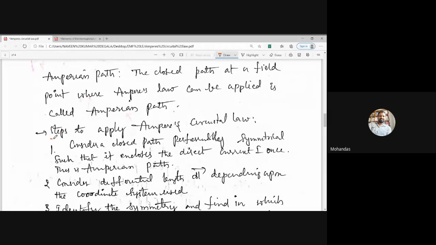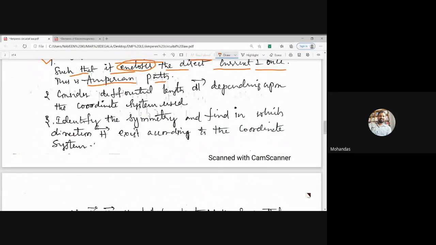Steps to apply Ampere circuit law. First step is to consider a closed path, preferably symmetrical, such that it completely encloses the direct current I at least once. This is an Amperian path. That is the first step: you have to select an Amperian path.